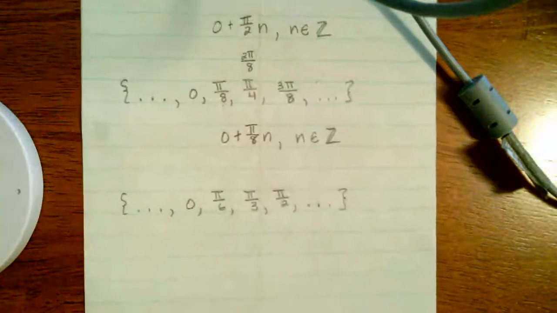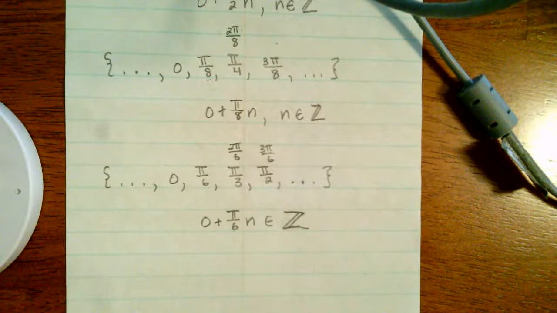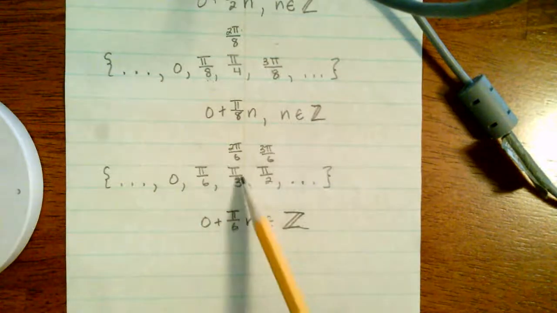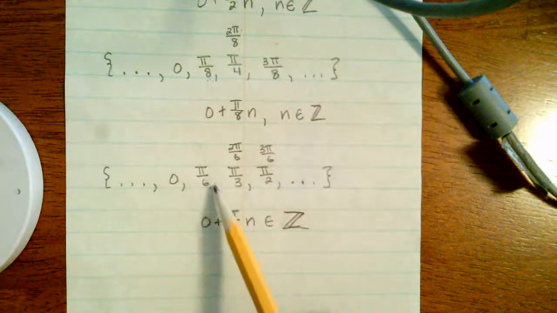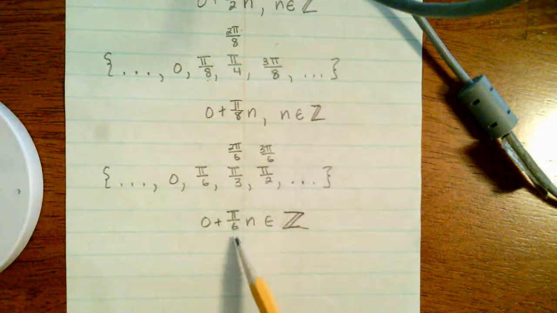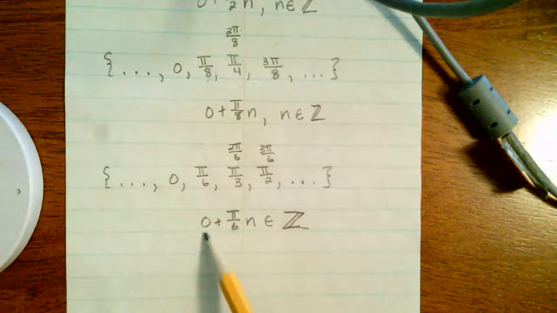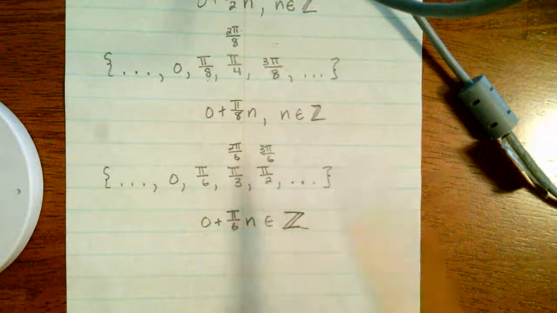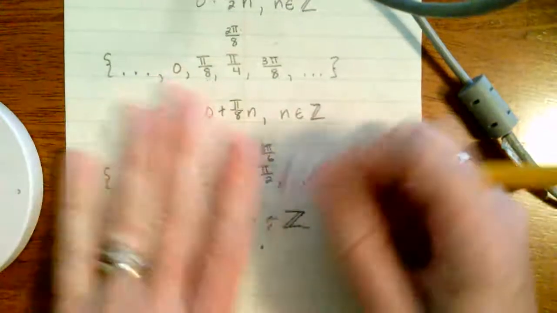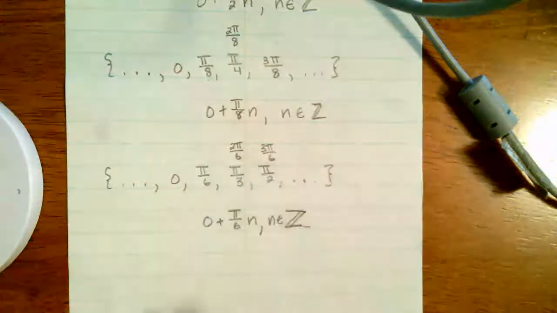Please pause the video now and try the next one on your own. I rewrote pi over 3 and pi over 2 in terms of sixths. Then it's pretty easy to see that we're going up by pi over 6, n times. My starting value is 0, so 0 plus pi over 6n, where n, I apologize about that, where n is an element of the integers.